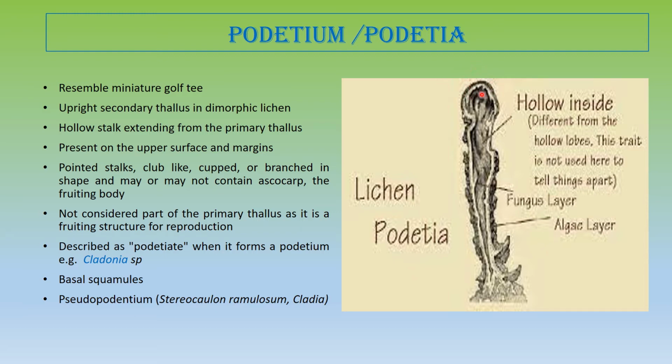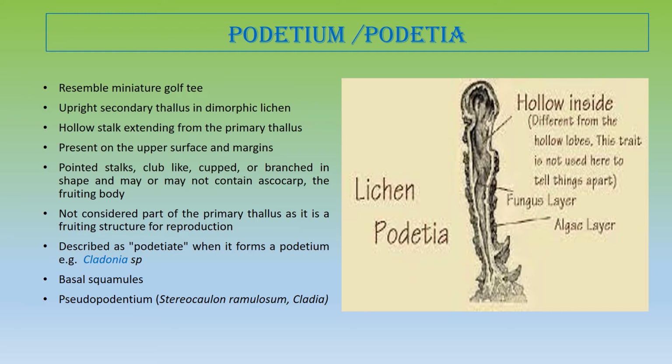As this tip contains the reproductive cells, it is called the pseudopodetia or false podetia. And this podetia contains squamulous structures which are called basal squamules. These basal squamules are present only during the very beginning of the podetia. As the podetia matures, which means the apothecia becomes mature and starts releasing spores, these basal squamules are gradually lost. And this type of lichen which contains podetia is called podetiate lichen.